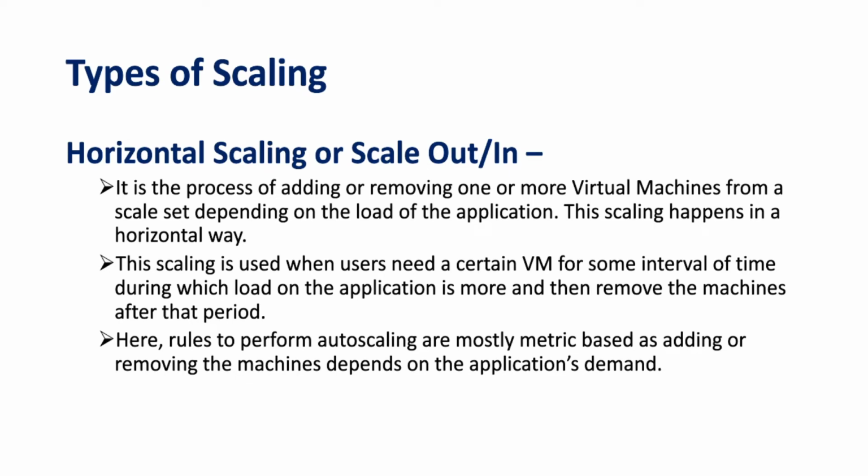It means if we know that we are getting a lot of traffic on particular days, we can increase the number of VMs. Basically, we are going to add more instances in the scale set. That is called horizontal scaling. This scaling is used when a user needs certain VMs for some interval of time during which load on the application is more, and then removes the machines after that period. It's the same example we have taken for an e-commerce application on weekends. Here, rules to perform auto scaling are mostly metric based, as adding or removing the machines depends on the application's demand. We will see those metrics, like how we do auto scaling, in the next slides.